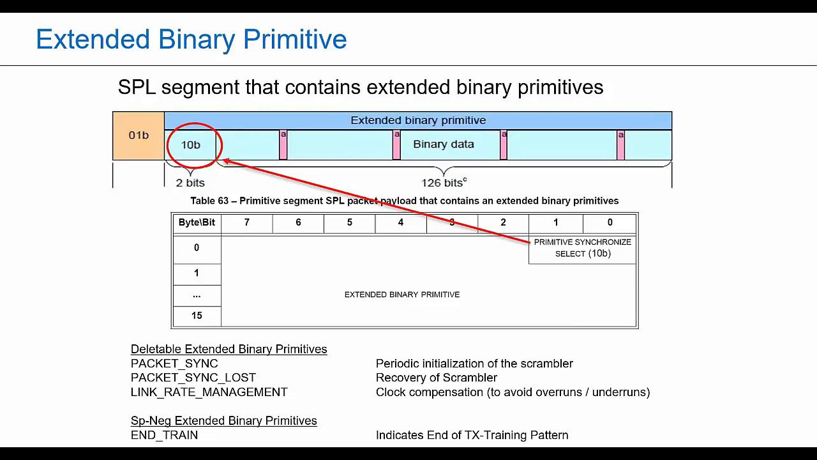The first 3 are considered deletable, so they function similar to an align in SAS 3. They can be discarded going through an expander, and the packet sync, that one has a critical role for initializing the scrambler, as well as synchronization during receiver training. So we'll come back and look at that more carefully. This last one, the end train, essentially it's a marker that indicates the end of the transmitter training pattern. So that would be used during 24 gig transmitter training only.